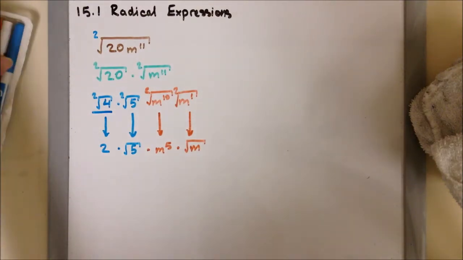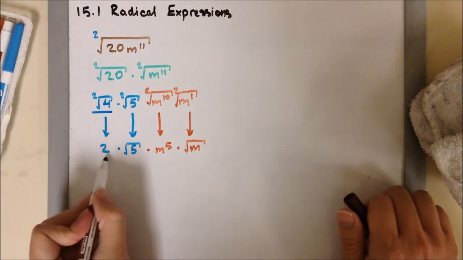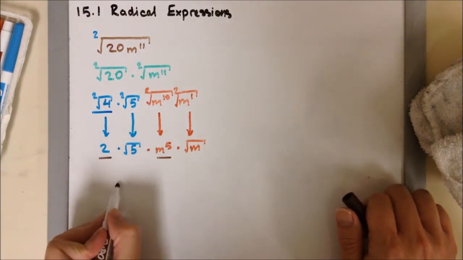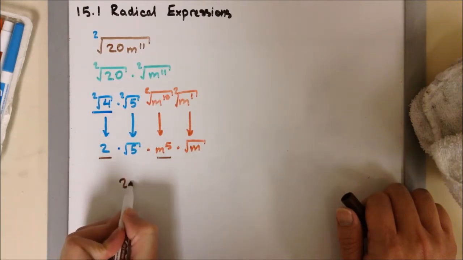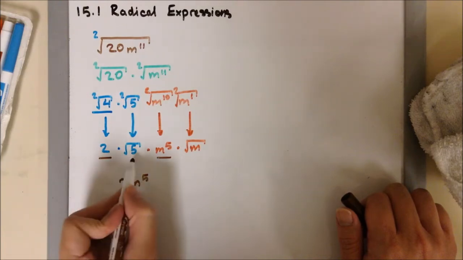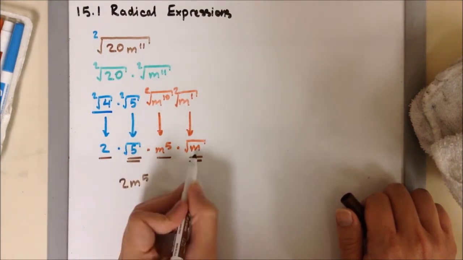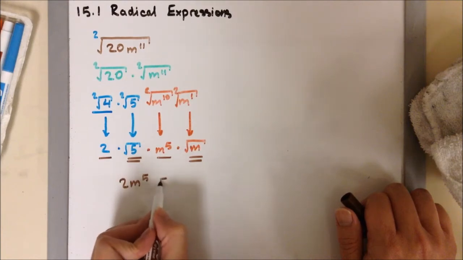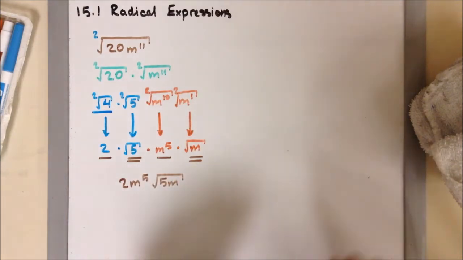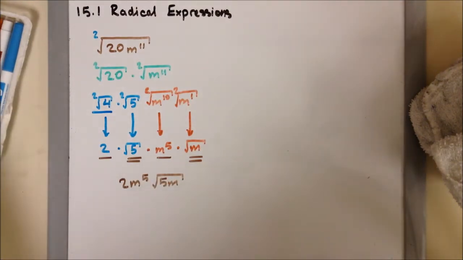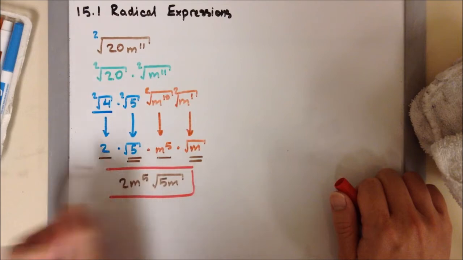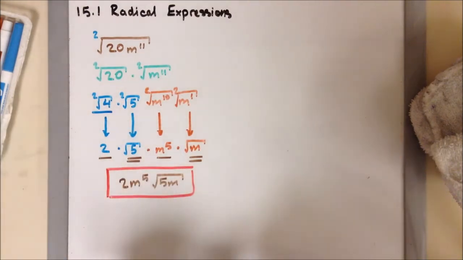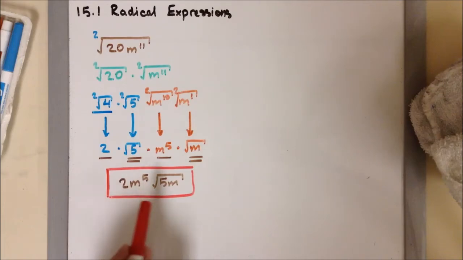Next, I'm going to write all the parts that do not have the radical, the 2 and m to the 5th. So I'm going to have 2m to the 5th. Then I'm going to put everything that's with the radical, the 5 and the m, together, meaning 5m will be inside one square root, just like that. And then I'm going to box my answer. So here's my final answer, 2m to the 5th power, square root of 5m.